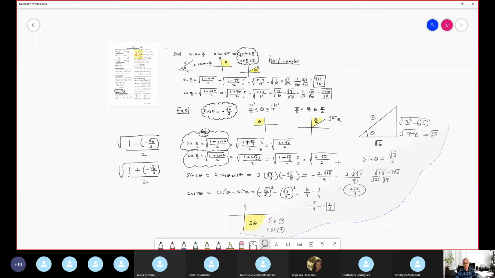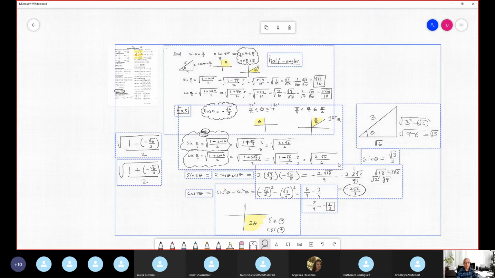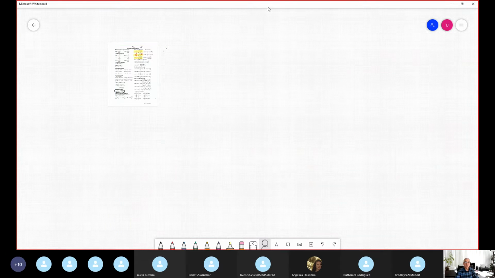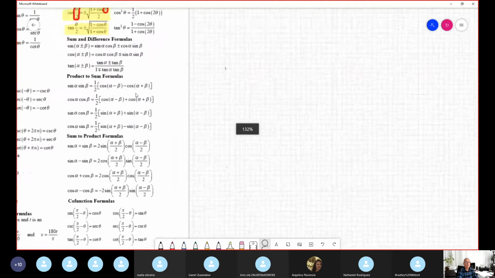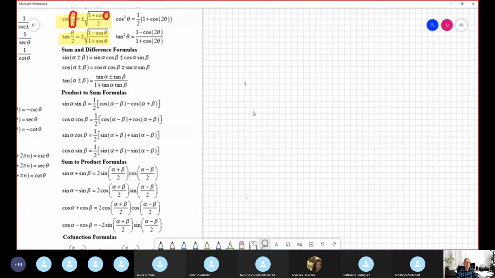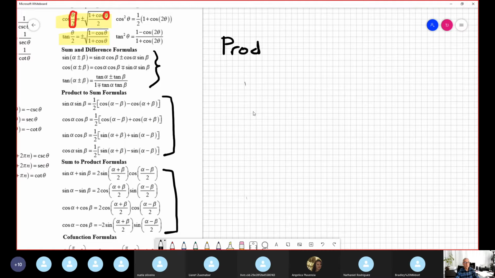The rest of the time, I want to discuss two kinds of identities that we don't use frequently, but maybe you need to know in calculus. Okay, it's the conversion. Look at that part. You covered that part in the previous class, but now I cover this and that. This is product to sum.